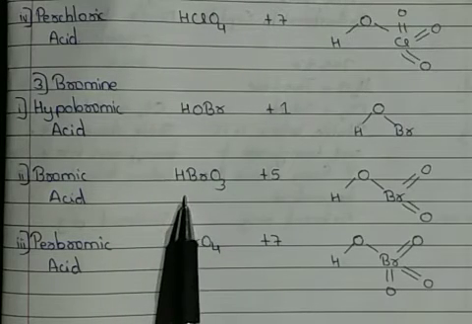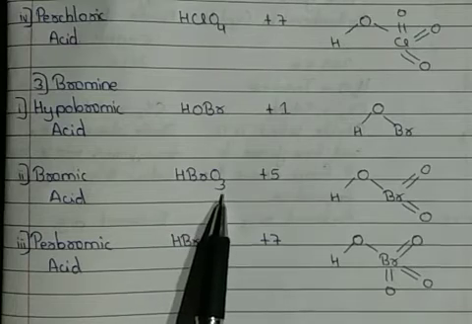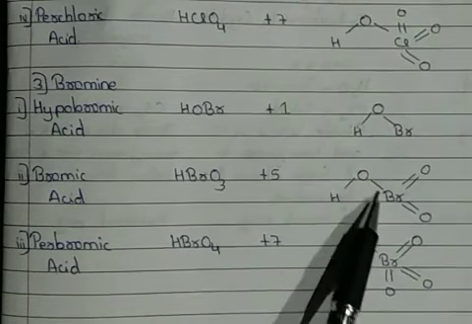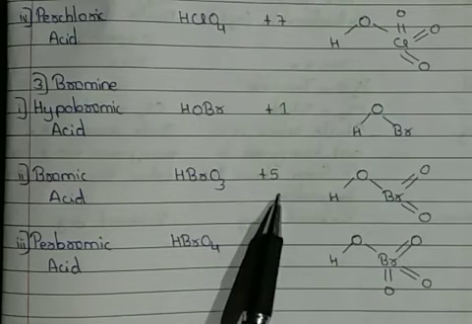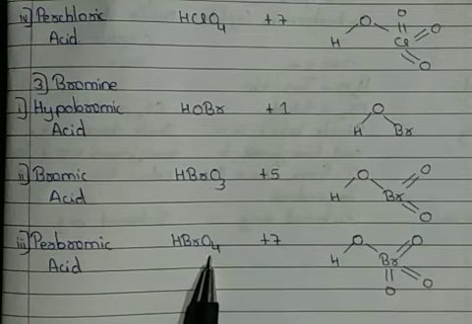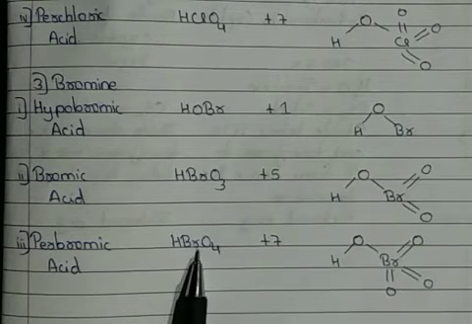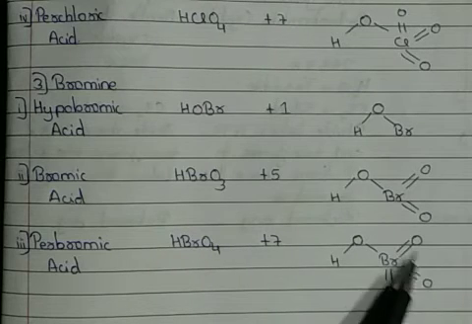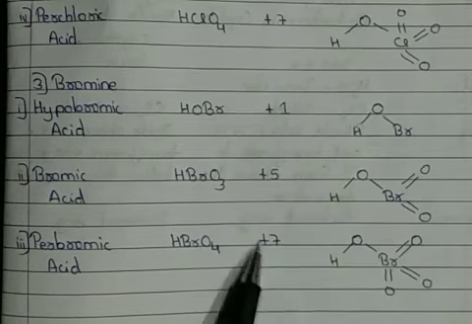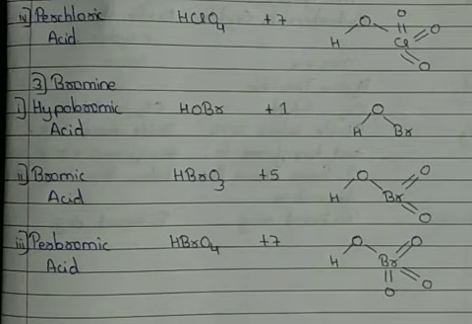Bromic acid of the formula HBrO3, or I can also write it as HOBrO2. So in that, Br will be having 2 double bond O and 1 OH. So total 5 bonds, so +5 oxidation state. Next we have perbromic acid, having a formula HBrO4, or also can be written as HOBrO3, where the central bromine is having 3 double bond O and 1 single bond OH. So as it has 7 bonds, its oxidation state will be +7. So these are oxoacids of bromine.